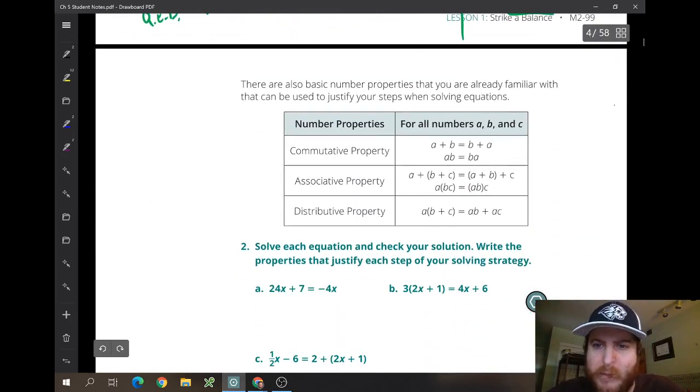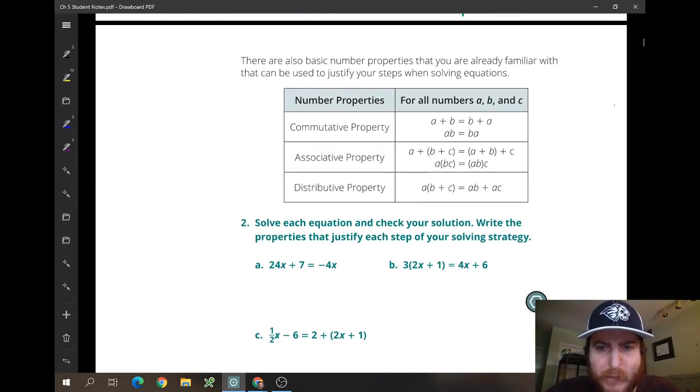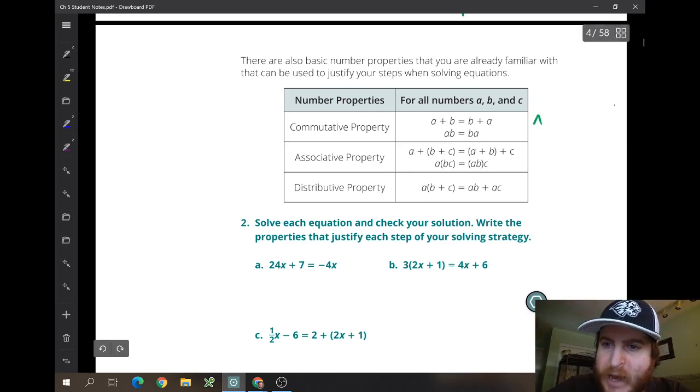So a couple more properties that you should have learned in 8th grade, but if you didn't, we're going to review or learn them now, is the commutative property, which is basically saying if I have a plus b, that's the same as b plus a. This is the commutative property for adding and the commutative property for multiplying. So basically what this means is when you're adding numbers, you can switch the order. When you're multiplying numbers, you can switch the order. Notice this only works for adding and for multiplying. It does not work for subtracting or dividing.